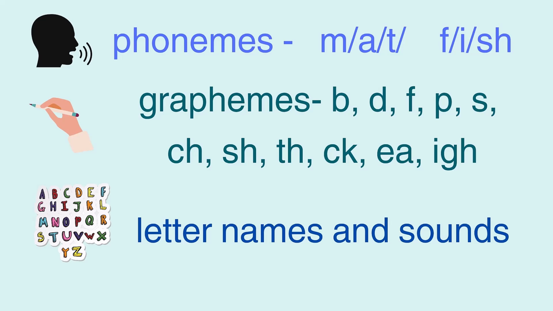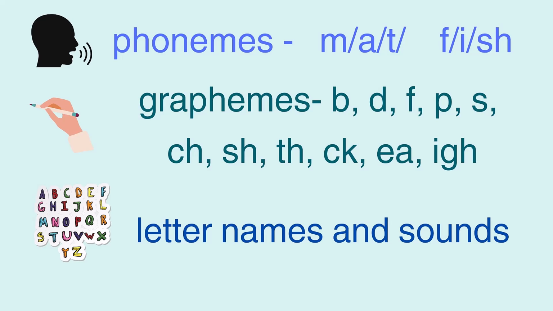Graphemes are the written letters or groups of letters which represent these speech sounds. A grapheme may be a single letter, such as B, D, F, P, or S, or several letters, such as the examples on the slide: CH, SH, TH, CK, EA, and IGH.